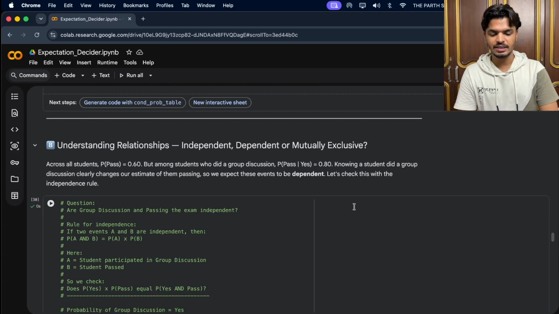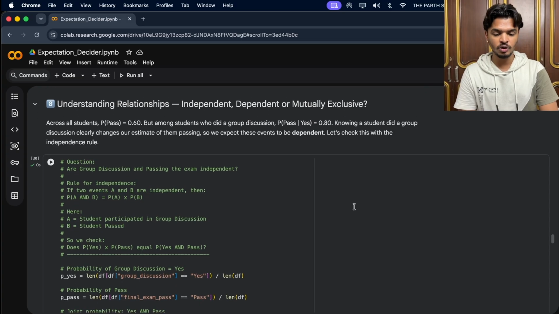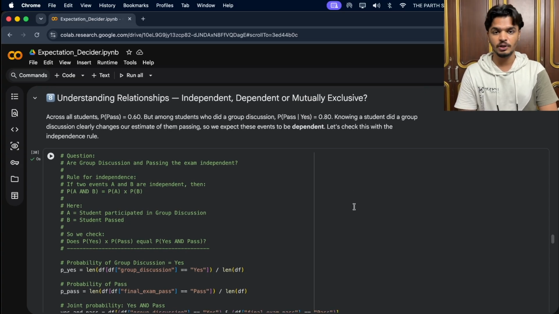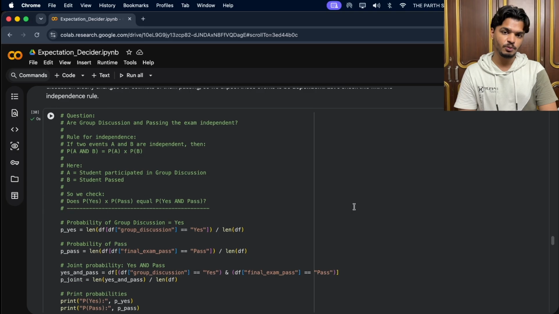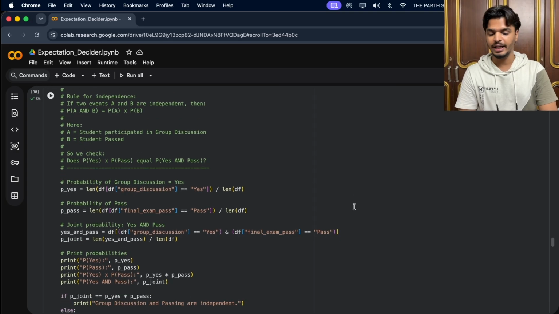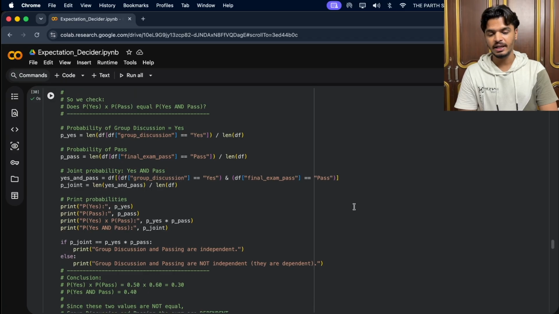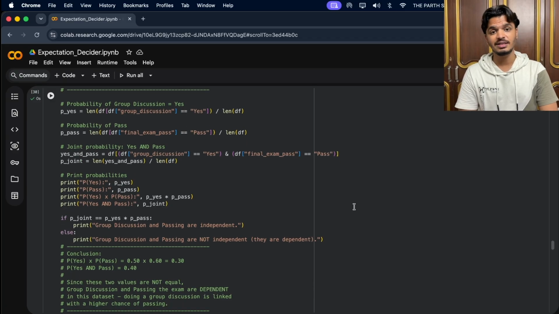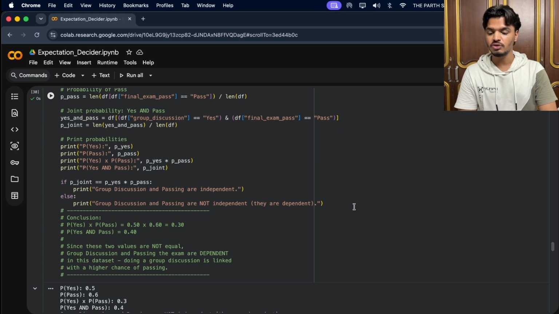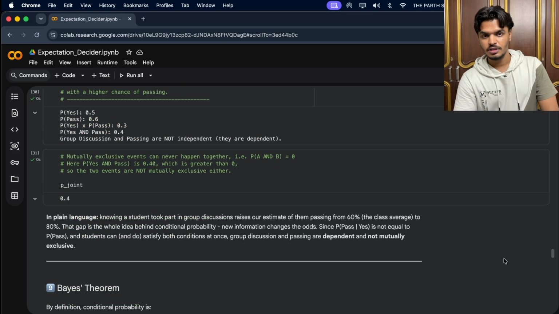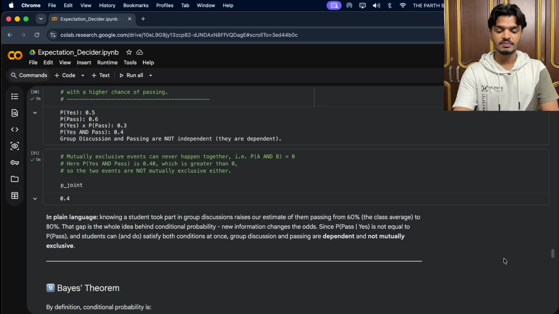So in question 6, I formally test independence. If group discussion and passing were independent, P(yes) times P(pass) should equal P(yes and pass). 0.5 times 0.6 gives 0.3, but the actual joint probability is 0.4. So they are not independent, they are dependent, and since students can satisfy both at once, they are not mutually exclusive either. So question 7 needs Bayes' theorem.